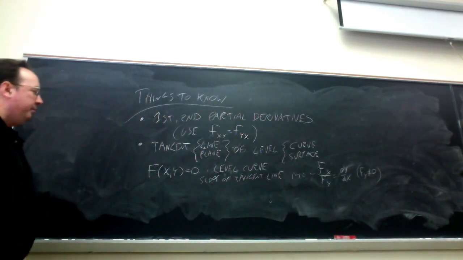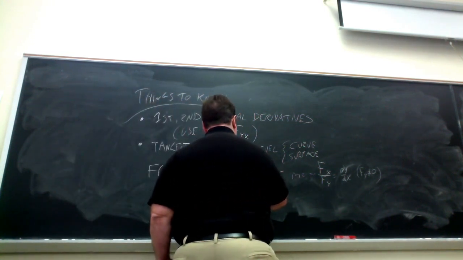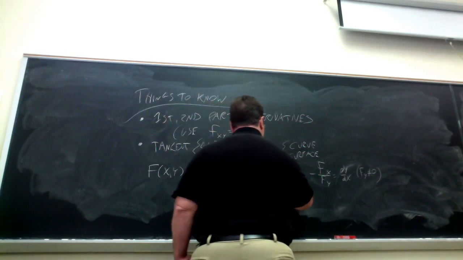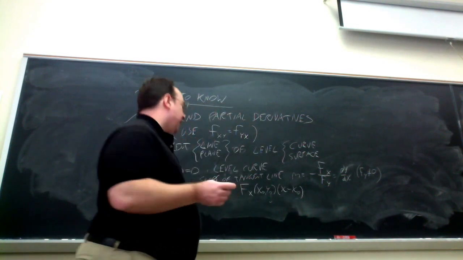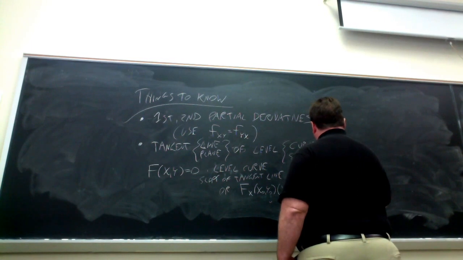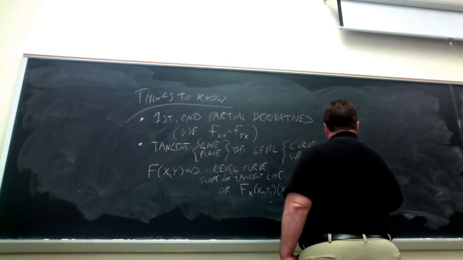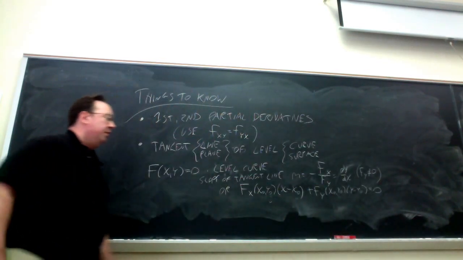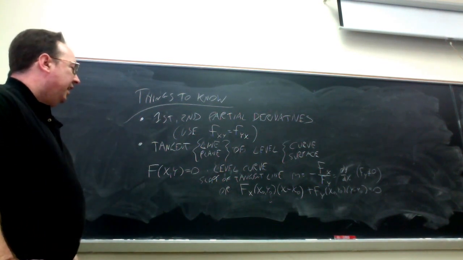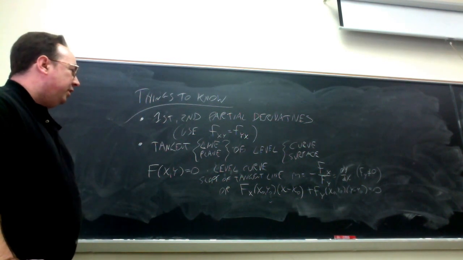Or alternatively, you can say partial of f at that point times change in x plus partial of f with respect to y at that point times change in y equals 0. That's a perfectly acceptable form of the equation for a tangent line. This is like the standard form, as opposed to slope-intercept form. It's pretty close to point-slope form.